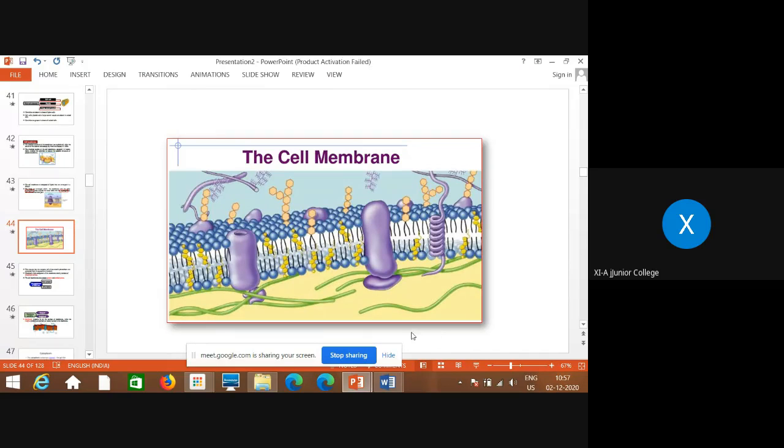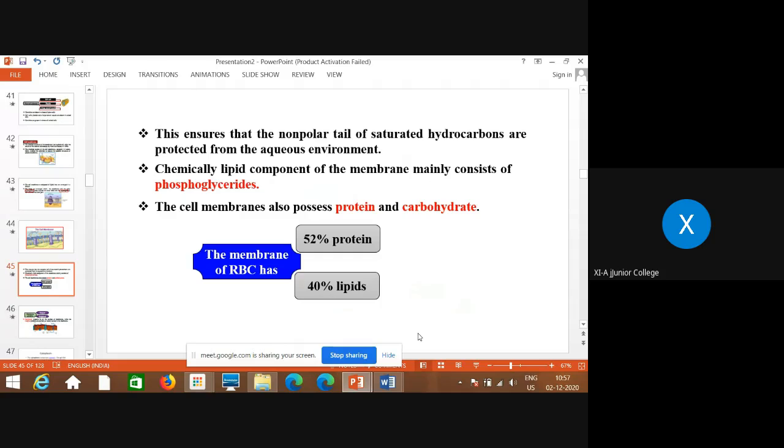Now we will continue again. A little part is remaining about the plasma membrane model, first explained by Singer and Nicolson. This model is called the fluid mosaic model, which is the most widely accepted model. This ensures that the non-polar tails of saturated hydrocarbons are protected from the aqueous environment.